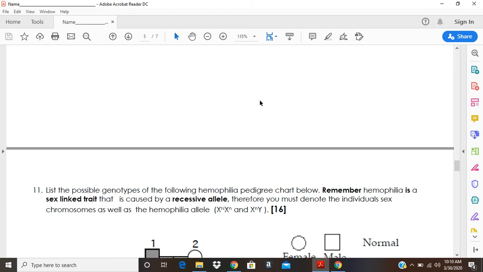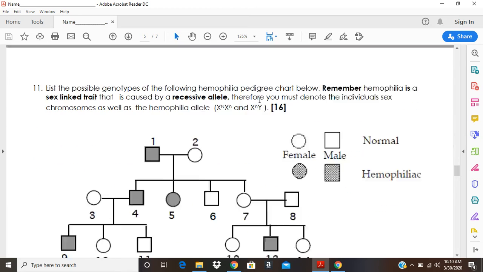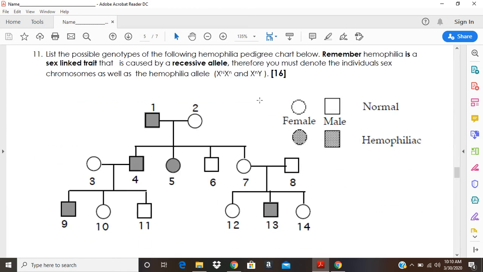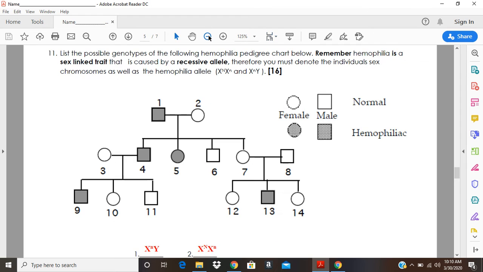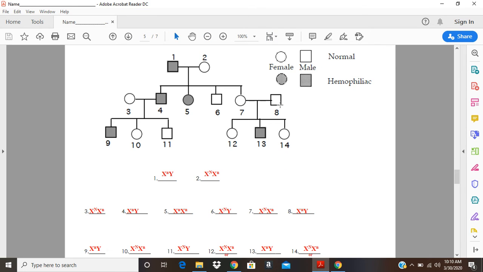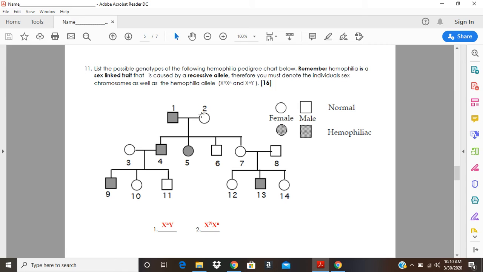We go to the sex-linked traits, and we look at this particular pedigree. I'm going to zoom this out a bit, so hopefully we can see. Now for this one, little n is the hemophiliac. Okay, so little n is the recessive, big N is the normal. Okay, and that's what we gave you here.